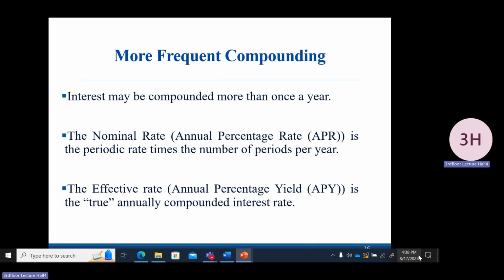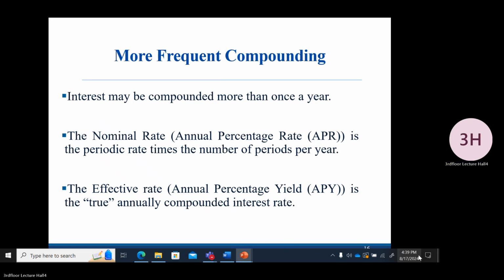Nominal interest rate and the effective interest rate. You should be able to calculate your effective interest rate. The effective interest rate exists only when there is more frequent compounding. Suppose the bank pays interest per annum, compounded annually. Is that the effective interest rate? No, that's not. It is the nominal rate, not an effective rate. But if the bank pays interest compounded more frequently, then you can calculate the effective rate.